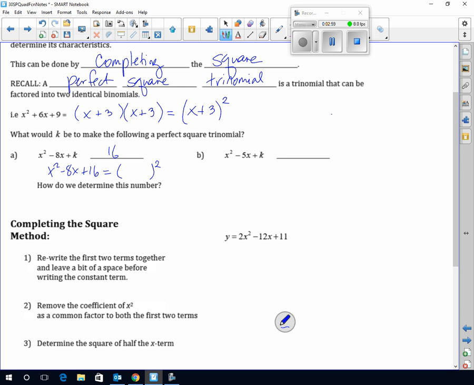Okay, how about this one? What would k have to be for a perfect square trinomial? I hear 25, that's not correct. Well, I hear Ness saying something here. Say it. 2.5 squared. So what would that be? What's 2.5 squared? Yeah, 6.25.